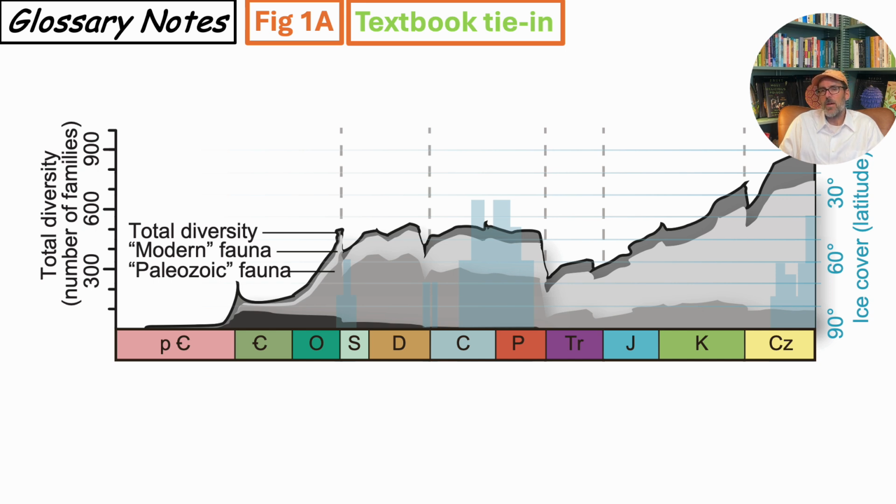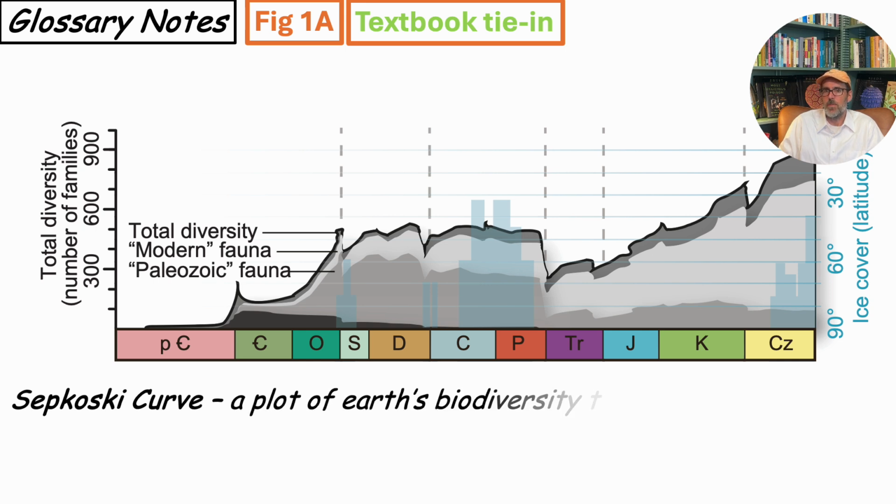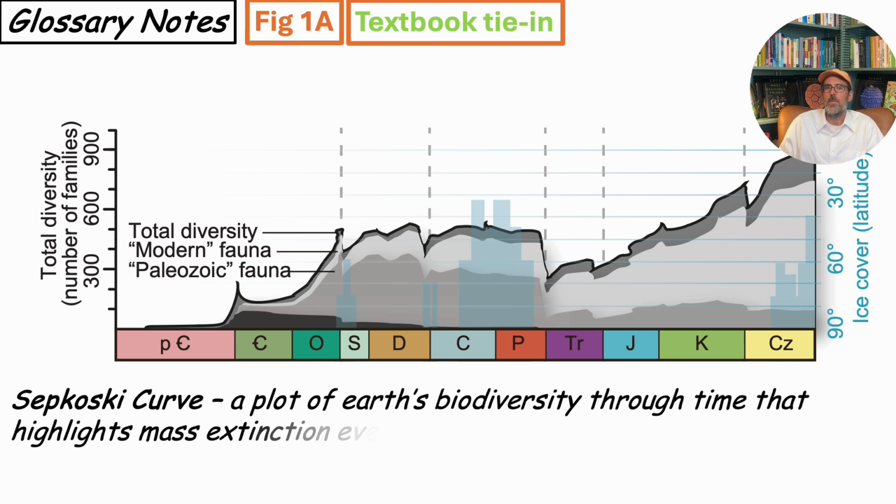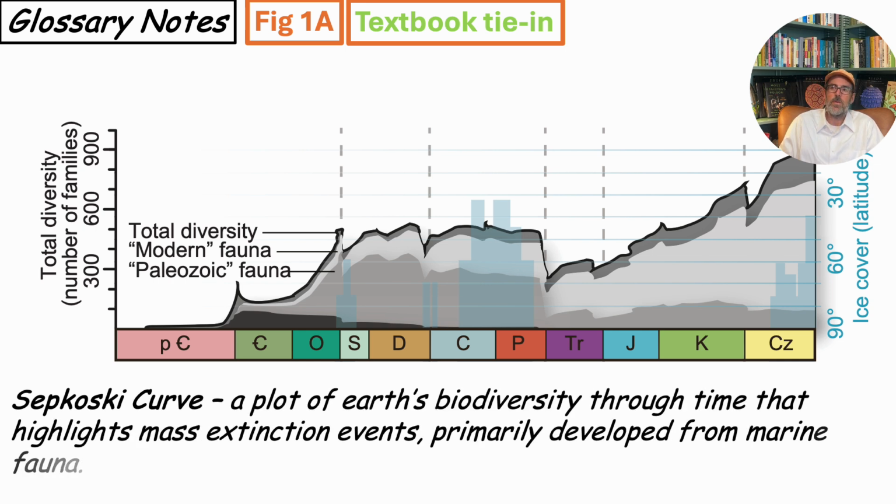I'm going to add now some text, which is just the Sepkoski curve. It's a plot of Earth's biodiversity through time that highlights mass extinction events, primarily developed from marine fauna.